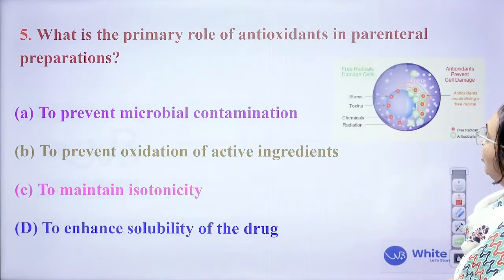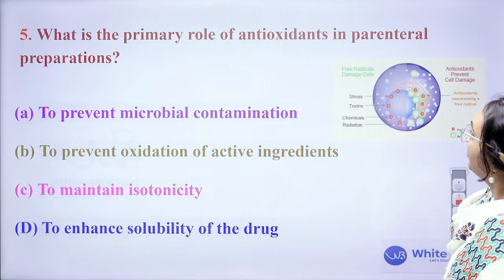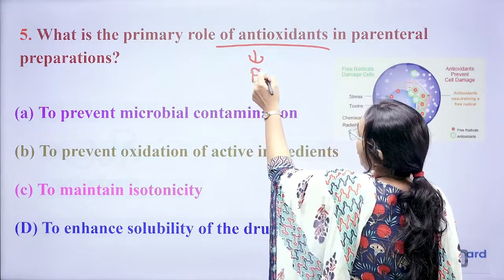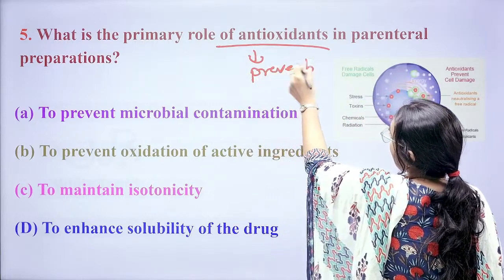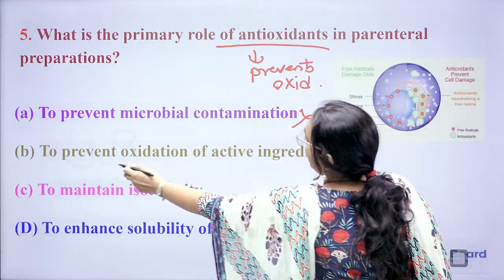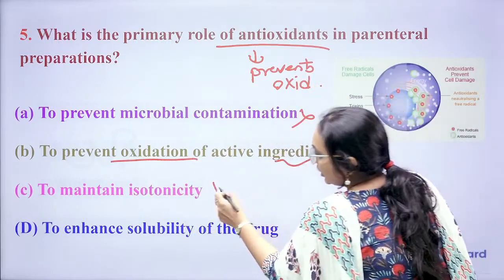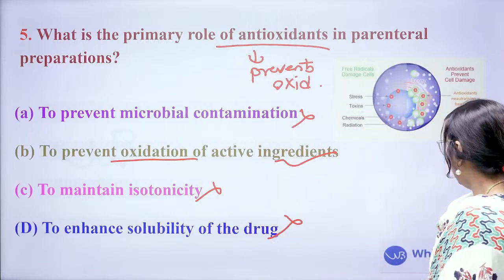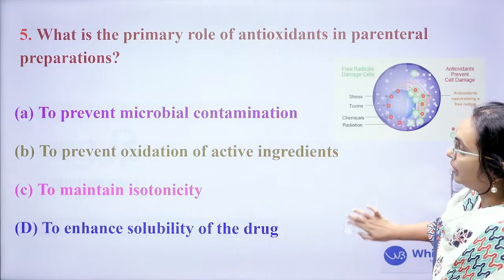What is the primary role of antioxidants in parenteral preparations? An antioxidant is an agent which prevents oxidation. So, the main aim is to prevent oxidation, not to prevent microbial contamination, maintain isotonicity, or enhance solubility. The option is B here. The fifth question answer is B.